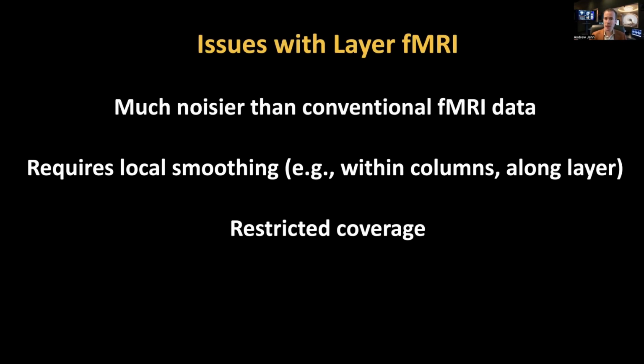This is a great idea, but there are many issues with layer fMRI. So before anybody plans to conduct their own layer fMRI experiment, be warned, caveat emptor, so to speak. One is that layer fMRI, looking at these really high resolution voxels, is going to be much, much noisier than conventional fMRI data. If you remember from an intro fMRI course, the noise that we see in a typical fMRI scan can be as large, maybe even larger than the fMRI signal.